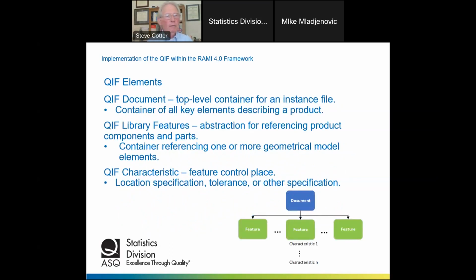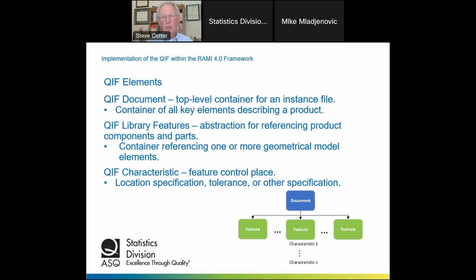So the QIF elements: each product is fully specified by a QIF document. It's the top level. Notice it's a container. It contains an instance file, the container of all key elements that can be used to describe a product. The QIF library features is an abstraction for referencing product components and parts. Again, it's a container referencing one or more geometrical model elements.